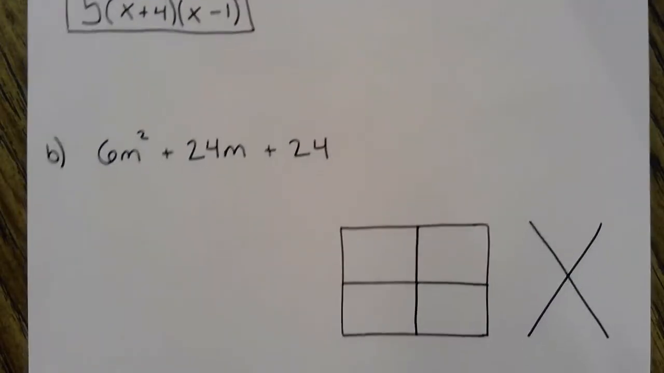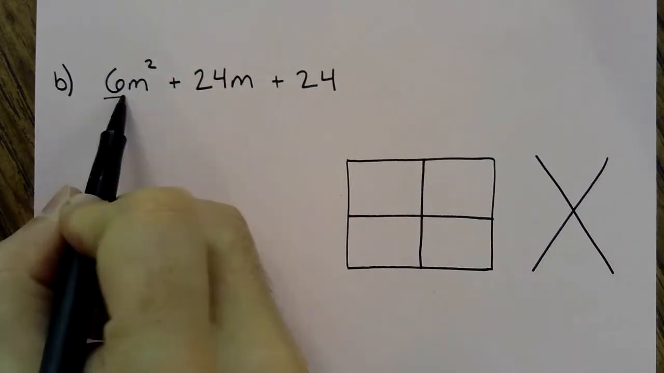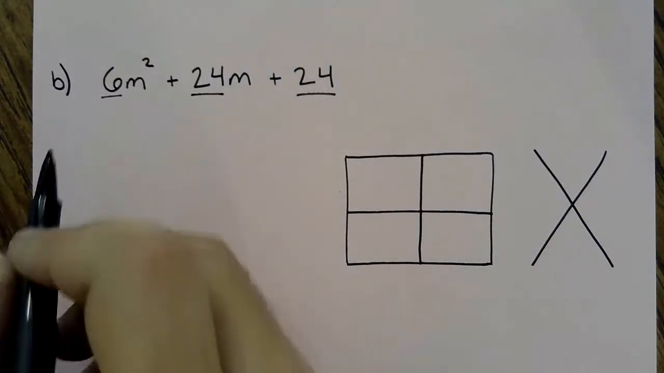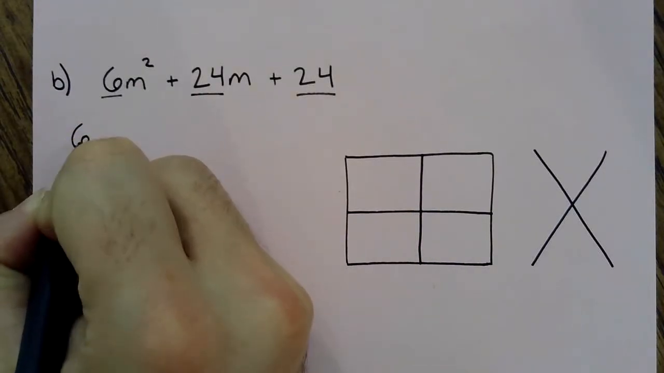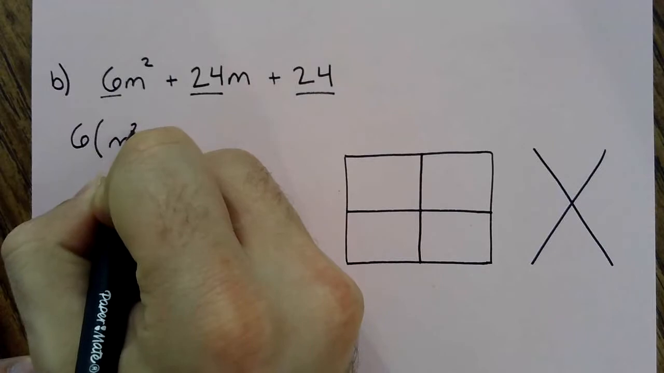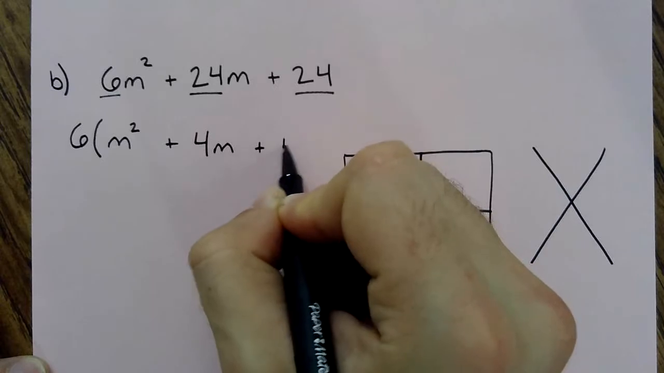Moving on to another example. 6m squared plus 24m plus 24. The process of factoring this quadratic doesn't change. We just will have that prior pre-step we want to look for if we can. So we want to look if there's anything we can factor out of 6, 24, and 24. Our greatest common factor of those three numbers is 6. So like before, we're going to factor out the 6 and write our remaining quadratic in the parentheses. m squared plus 4m plus 4.